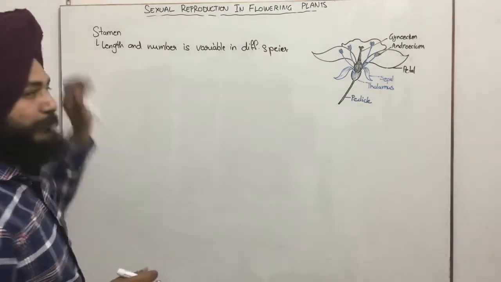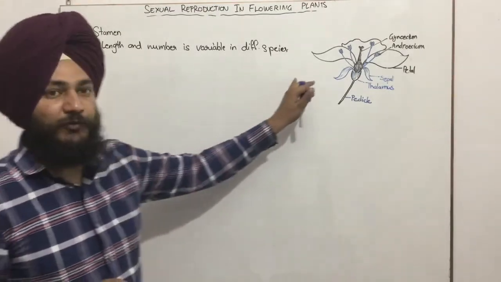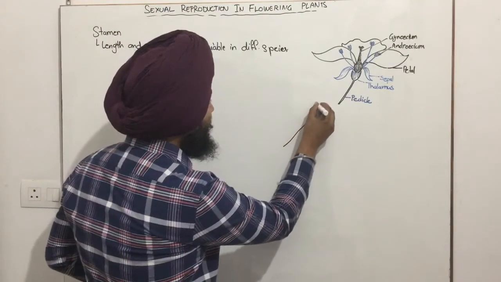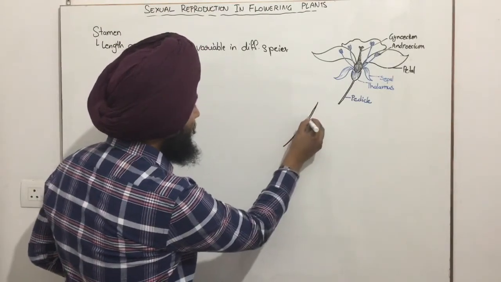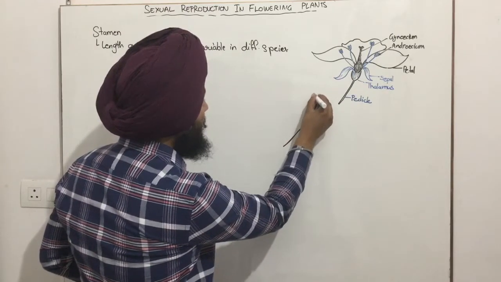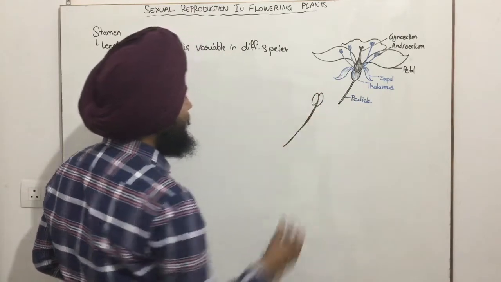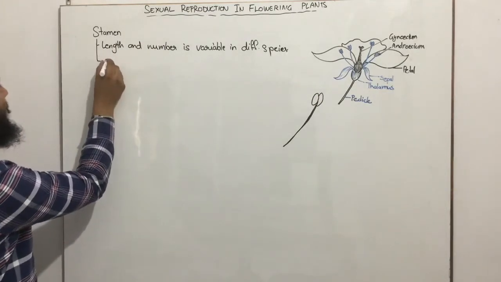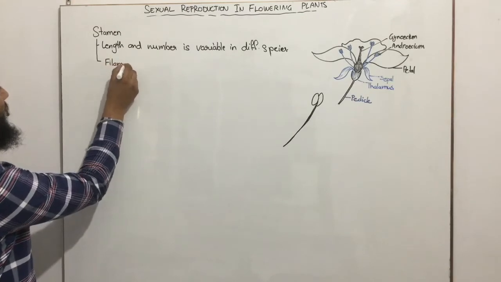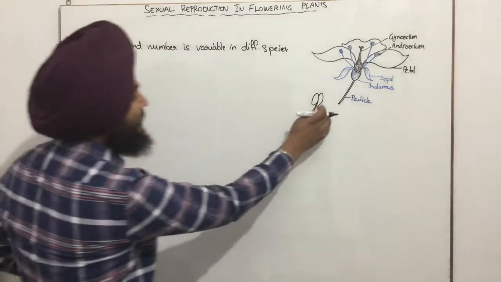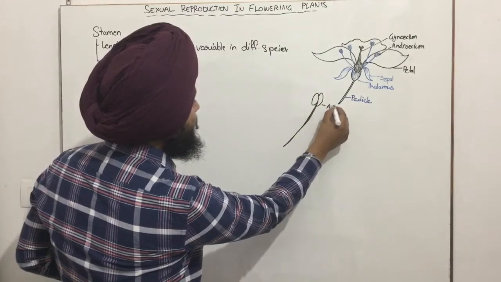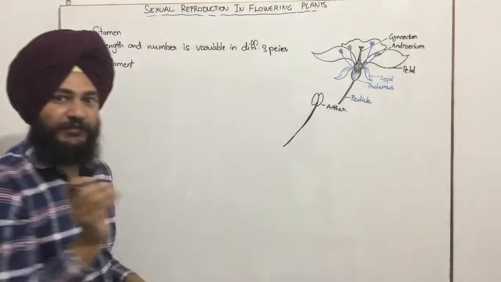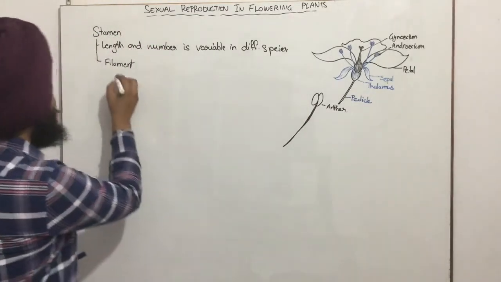And now, जो stamen है, that is made up of two parts, that we have also discussed earlier: a filament, and then we have the anther. So the stamen has two parts, one is the filament and the other one is the anther. The filament is a long and slender stalk.